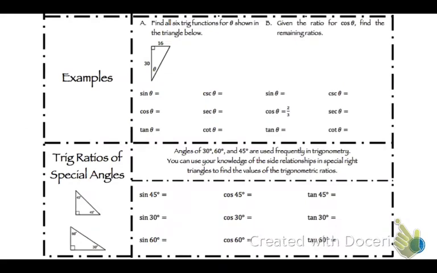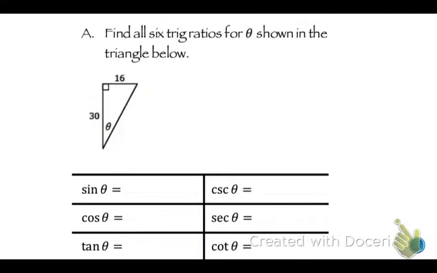Okay, let's do this one. We have to find all 6 trig ratios given the triangle below. First we need to solve this triangle for the hypotenuse. We have 16 squared plus 30 squared equals C squared, which is 1,156 equals C squared, so C equals 34.